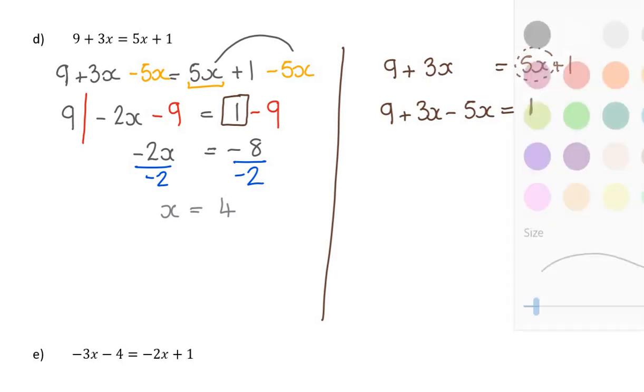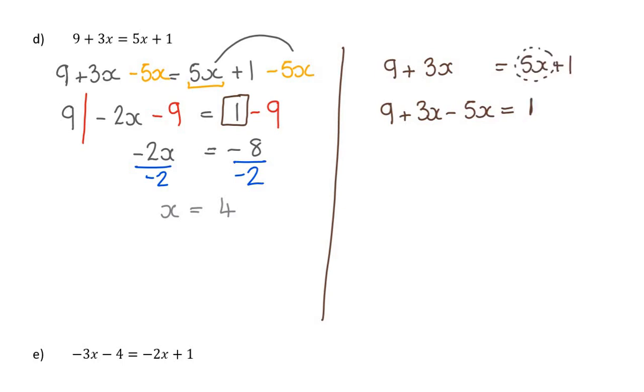Actually what's happened is you've subtracted 5x from both sides because you've taken it away from there, and now you've taken it away from the other side as well. So you have actually done the golden rule. You're just writing down less steps. Now that's not a problem. Now you'd have 9 minus 2x equals 1.